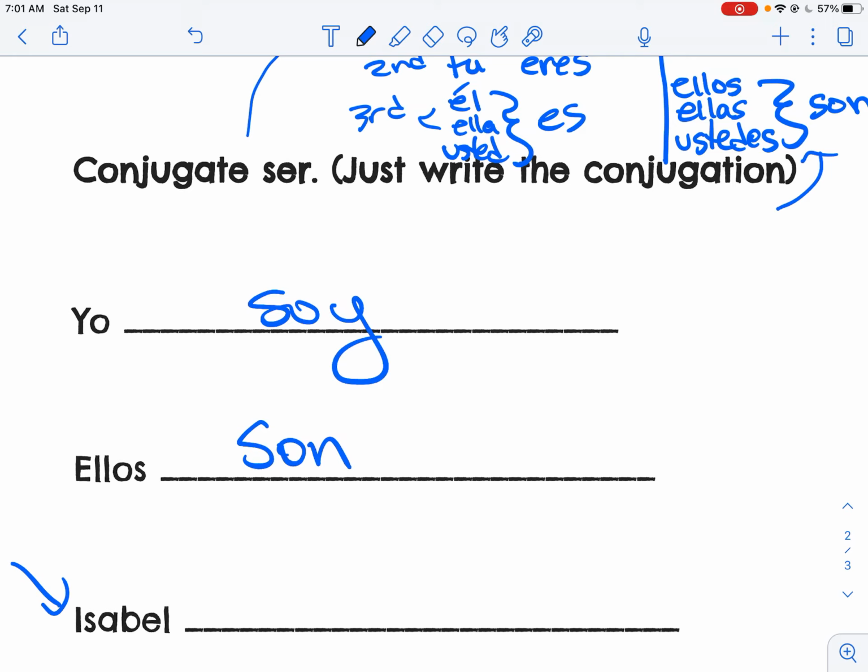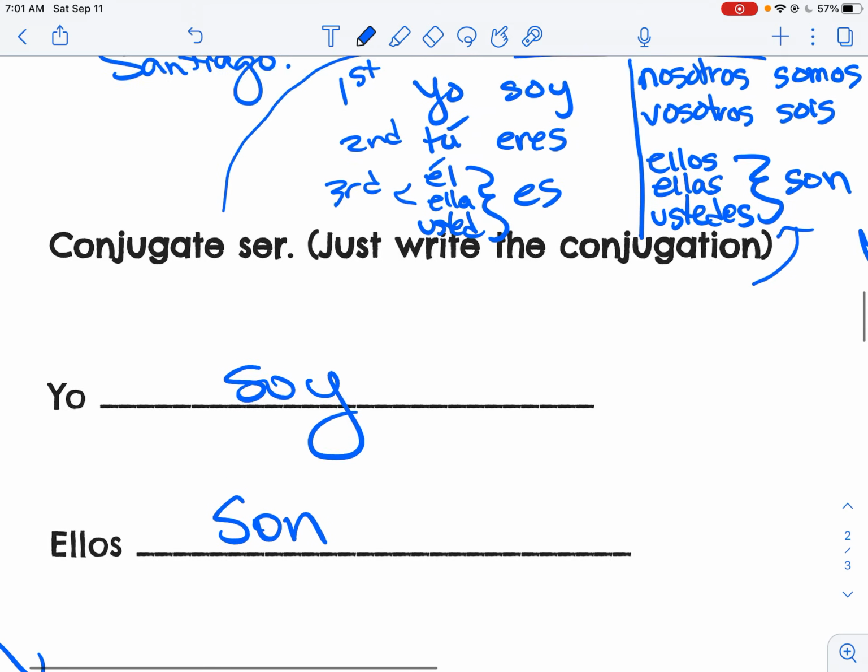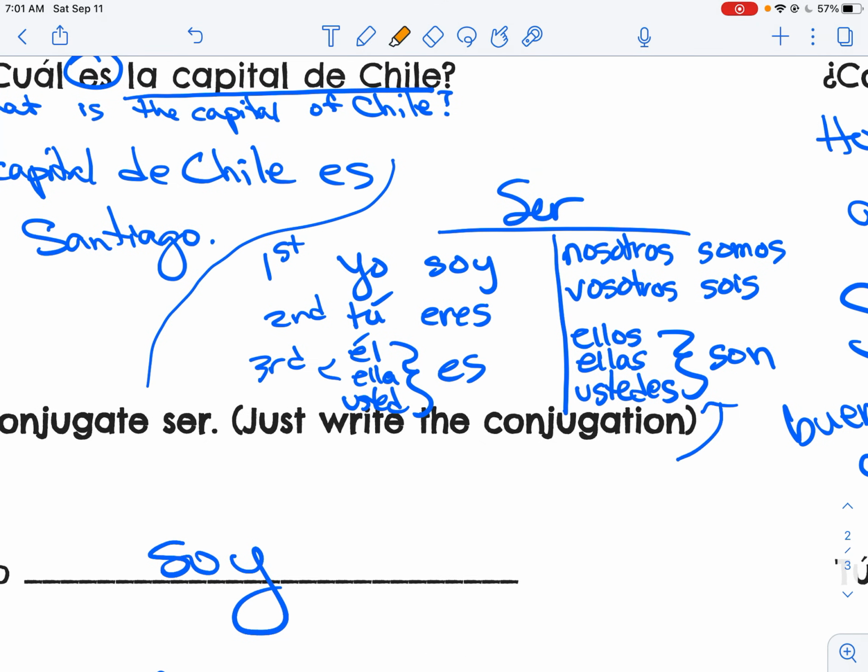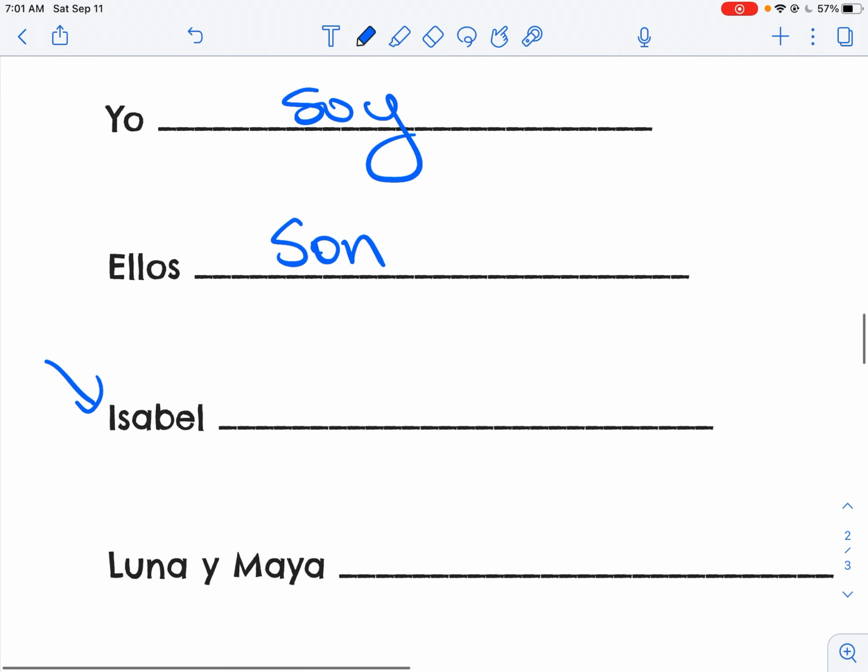Isabel. Okay, so now this is not a pronoun. But Isabel is third person because it's not talking about I and it's not talking about you. So Isabel is a single person. So if it's a single person, this is the single person side. So it has to be one of those. It doesn't talk about I and it doesn't talk about you. So it has to be talking about the third person. And Isabel is a she, so it gets the ella form.